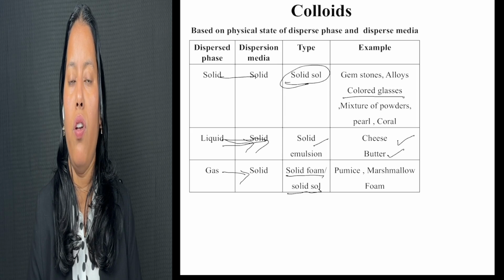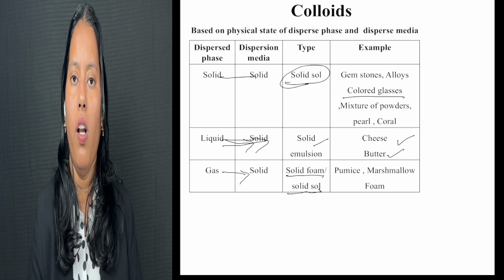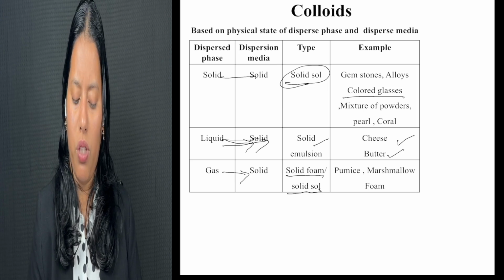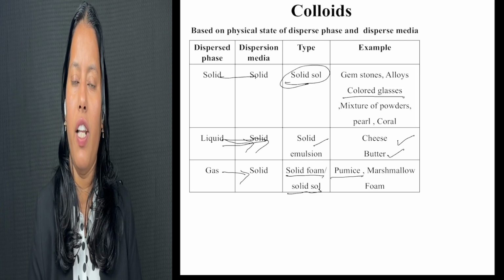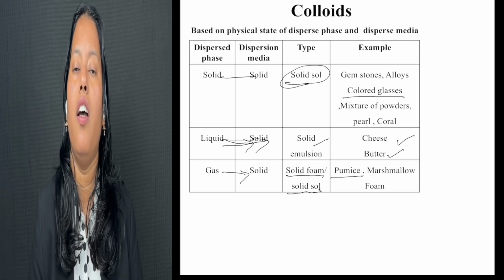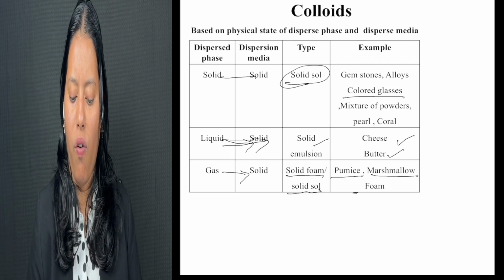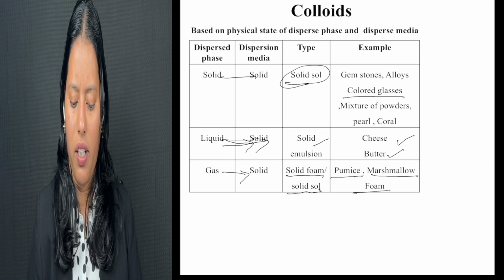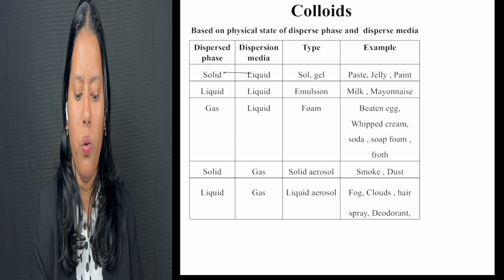Next you have gas distributed into solid, and it is called the solid foam. The pumice stone, which you have observed, has various holes inside it, so air is distributed into the solid, because of which you have the various perforations inside the pumice stone. Then marshmallow and foam are also examples of gas distributed into solid.